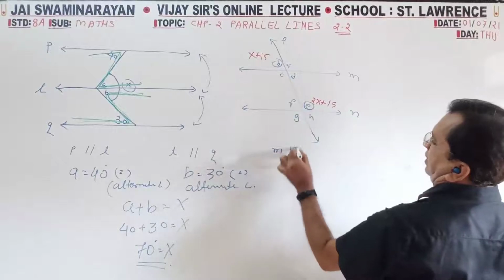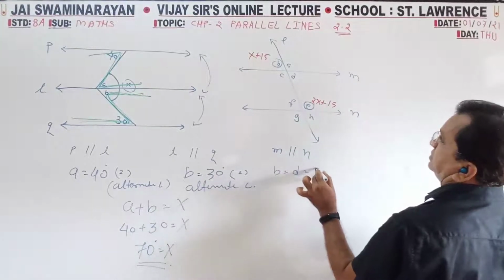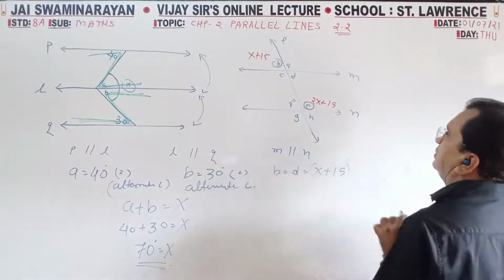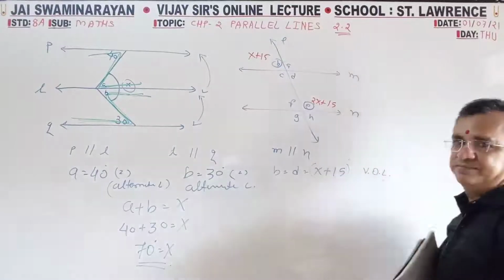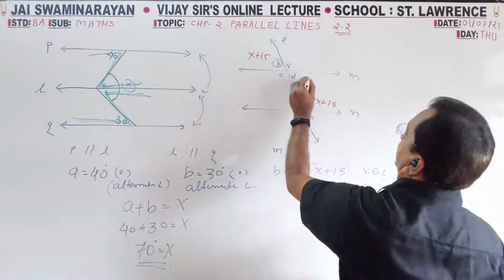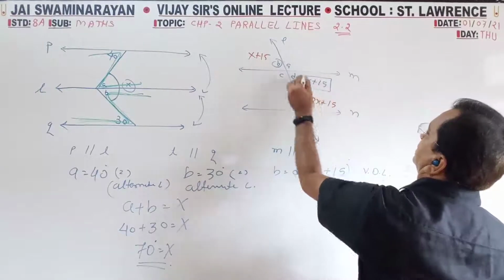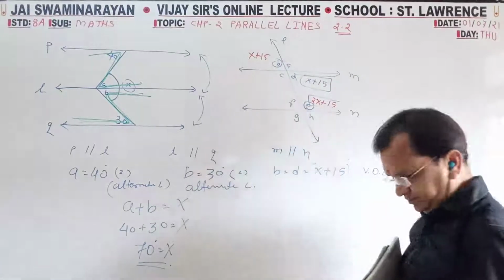So M is parallel to N. B is equal to D is equal to X plus 15. Why? Vertically opposite angle. So this side also comes X plus 15. Now you can observe C.